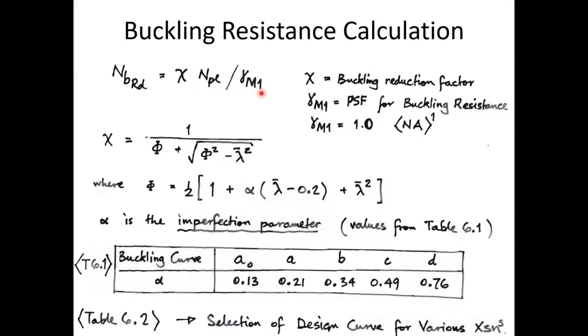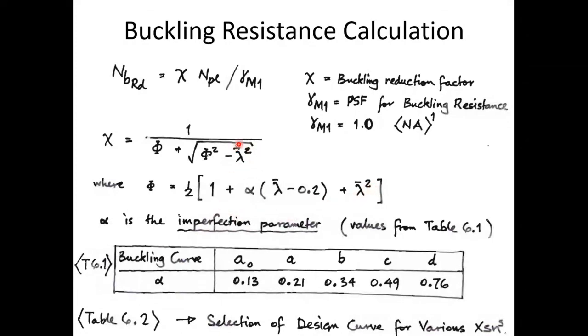And then this is the material factor of safety, which is just 1. So it's a partial material factor of safety. But then this buckling reduction factor in the code is given by this complicated formula, 1 divided by phi plus the square root of phi squared minus lambda bar squared. And phi is equal to a half into 1 plus alpha into lambda bar minus 0.2, plus lambda bar squared.